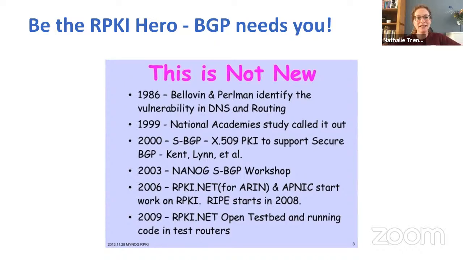So in 2003, NANOG, the North American Network Operators' Group, held a secure BGP workshop. That was quite interesting. It led to a lot of discussion and a lot of thoughts on how to secure BGP in a more pragmatic way. Then, in 2006, RPKI.net was a software tool from ARIN and APNIC, the regional internet registries, who started working on RPKI. So this is still 12 years ago, way back.